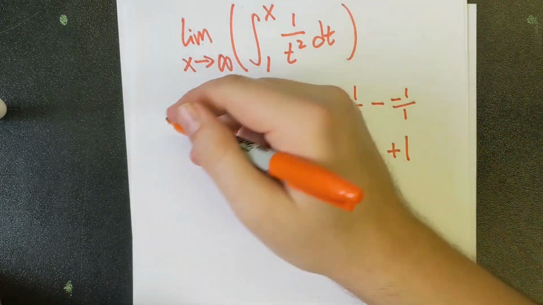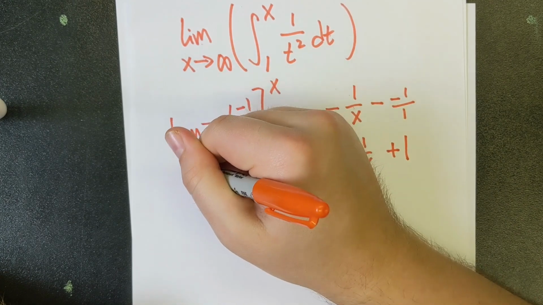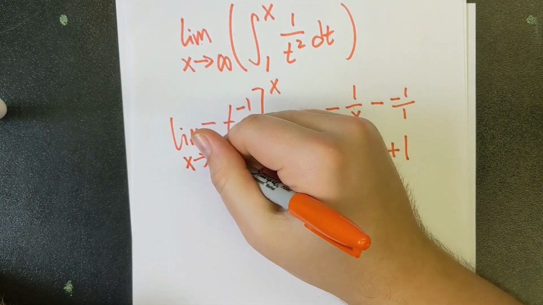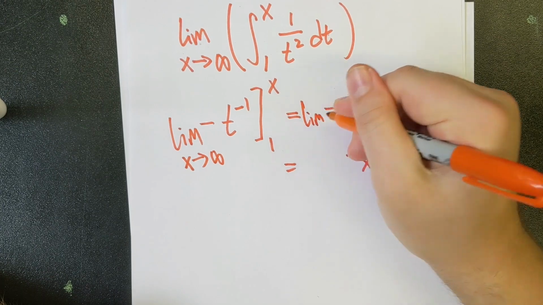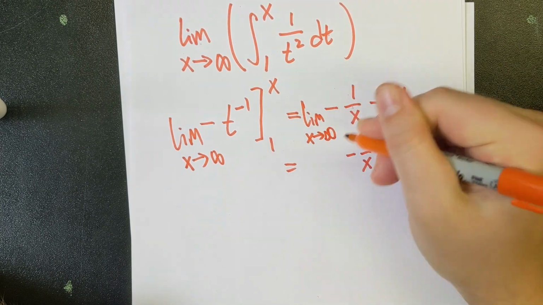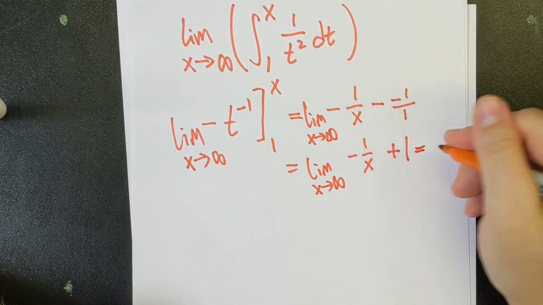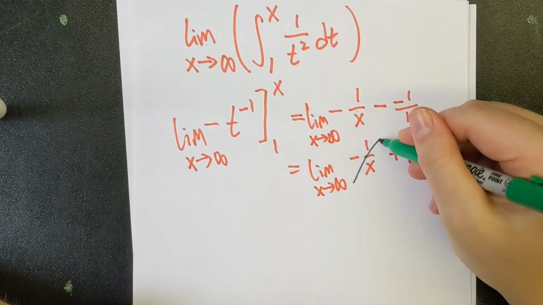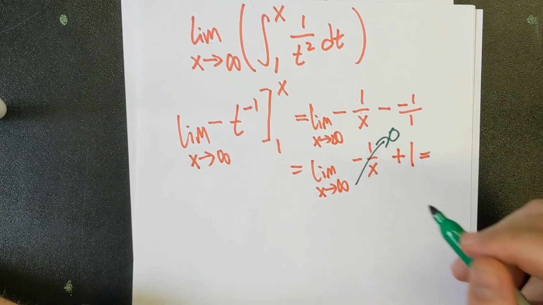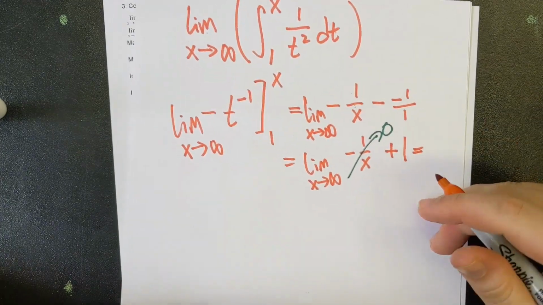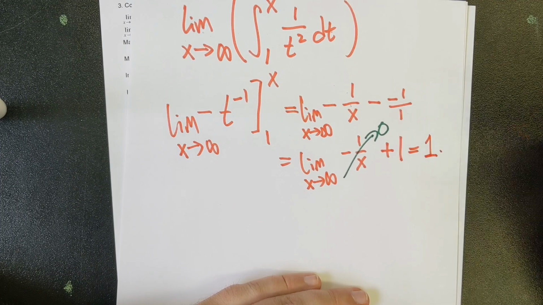But I still need to take the limit. So I'm taking the limit of this as x goes to infinity. It comes out to be, as x goes to infinity, well, this piece just goes to 0. 1 divided by a huge number vanishes. So you get 1.